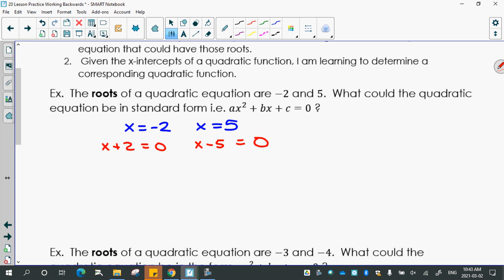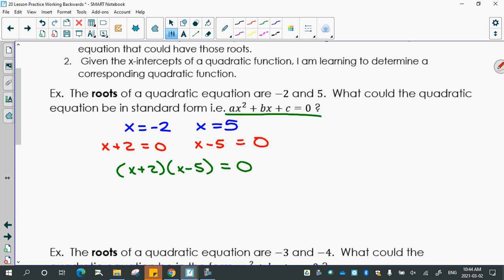Okay. What would have been the step before that? Bracket x plus 2 times bracket x minus 5 equals 0. Very good. Now how do I get from this form, Jack, to this form?